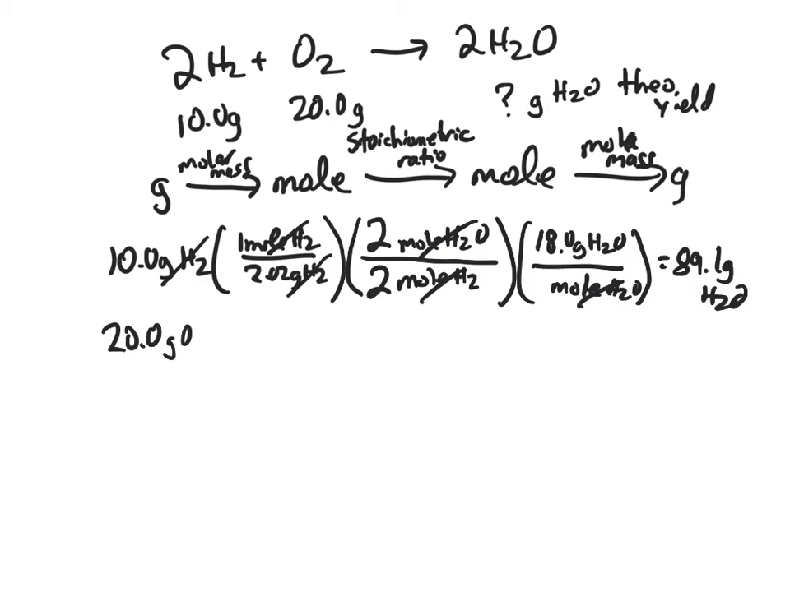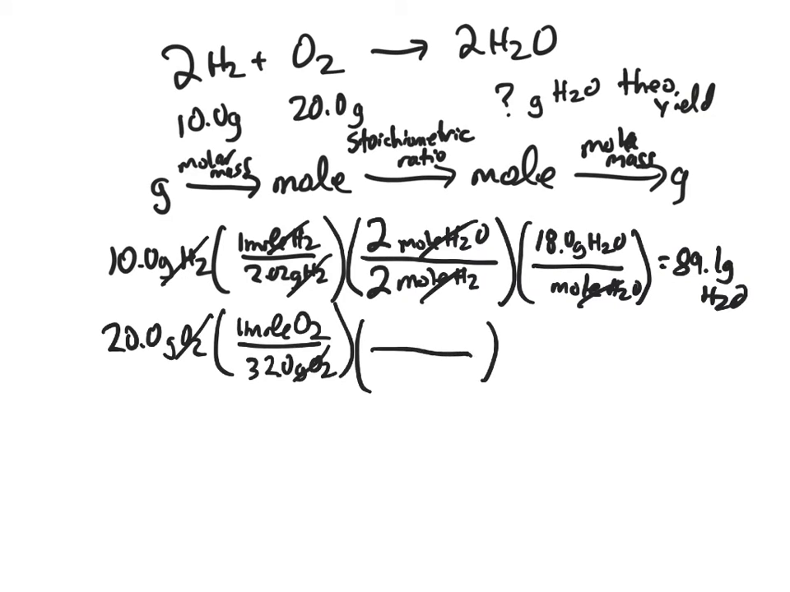So 20 grams of molecular oxygen, we want to convert that to moles. 1 mole of O2 is the same as 32.0 grams of O2 from the periodic table. Grams oxygen divided by grams oxygen cancels. We got moles oxygen. Now we need our stoichiometric ratio, that 2 moles of water is produced from every 1 mole of oxygen that's consumed.